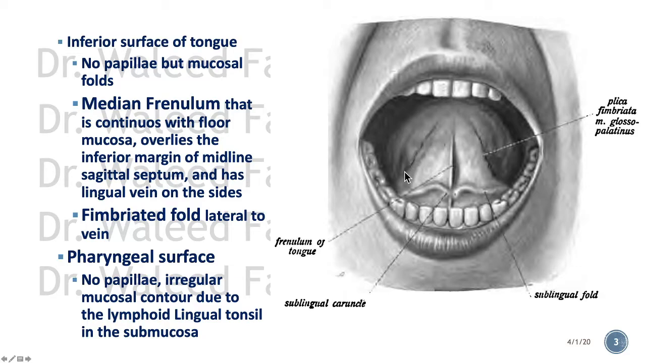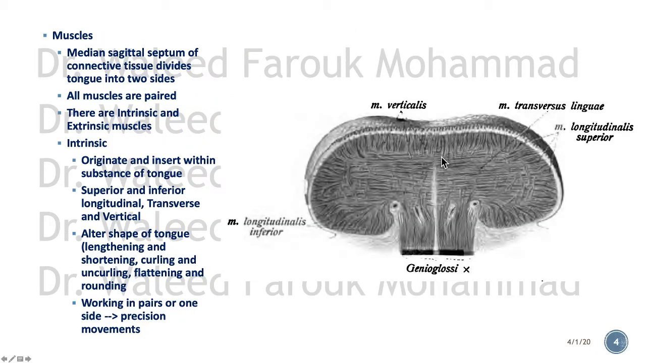And we have a couple of fimbriate folds at the sides of the inferior surface of the tongue. Don't confuse this fold as part of the inferior surface. It's on the floor of the mouth. It's called the sublingual fold, produced by the sublingual gland. Don't confuse this with the other folds. Of course, no papilla on this surface. It's all mucosal folds.